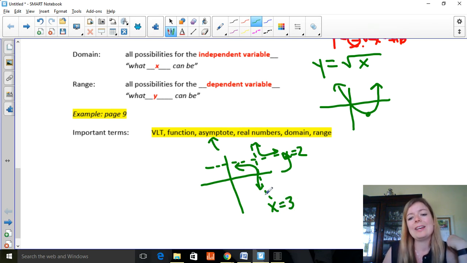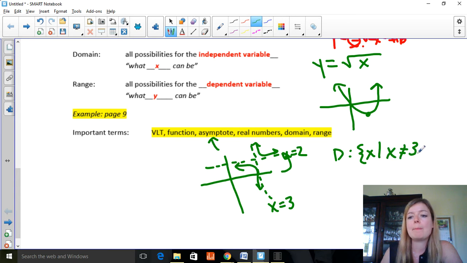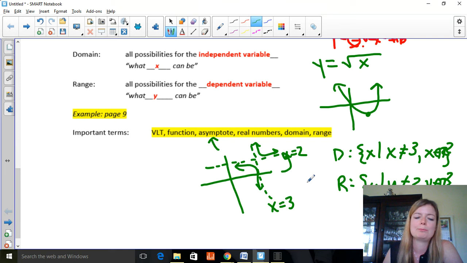So you can put in anything you want up to 3 on either side of 3, but you can't put 3 into the function. So the domain for this function would be x such that x cannot equal 3, but x is in the set of all real numbers, because I can put in any number I want, decimal, fraction, whatever, negative. I just can't put in 3. The range then would be y such that y cannot equal 2, but y is in the set of all real numbers, so I can do anything else I want, just not 2.